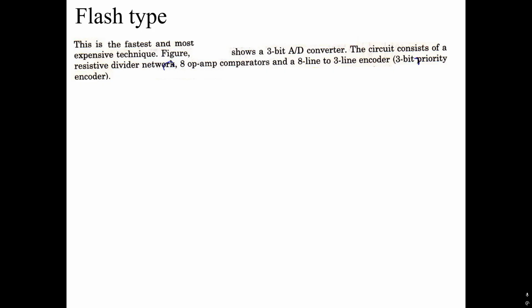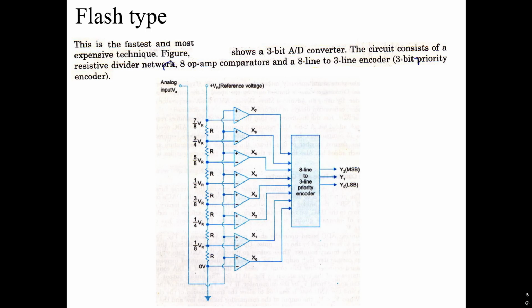Finally, we have the flash type analog to digital converter. This is the most expensive technique. The figure shows a 3-bit A to D converter. The circuit consists of a resistive divider network, 8 op-amp comparators and an 8 line to 3 line encoder, that is a 3-bit priority encoder.